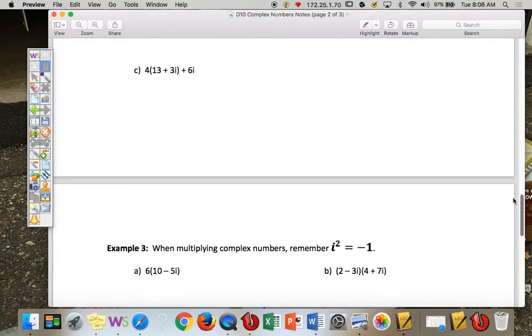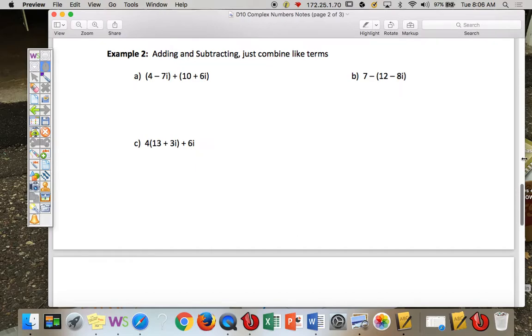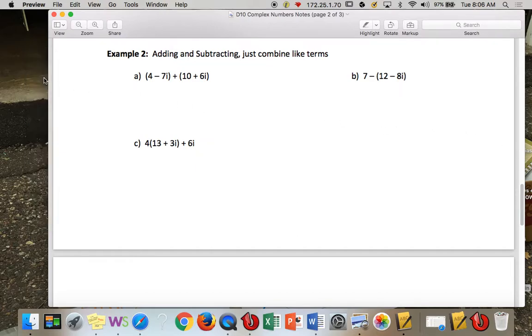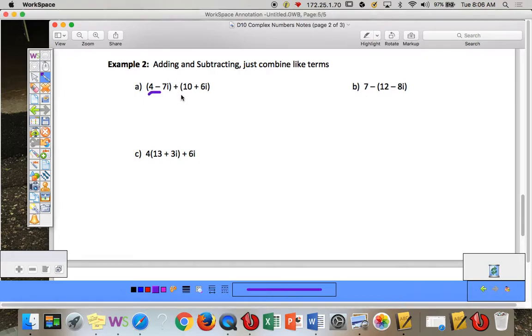Okay, so how do we deal with these imaginary numbers? Well, when you add and subtract, it's just combining like terms. So first I'm going to add the real numbers. 4 plus 10 is 14. Negative 7 plus 6 is negative i.